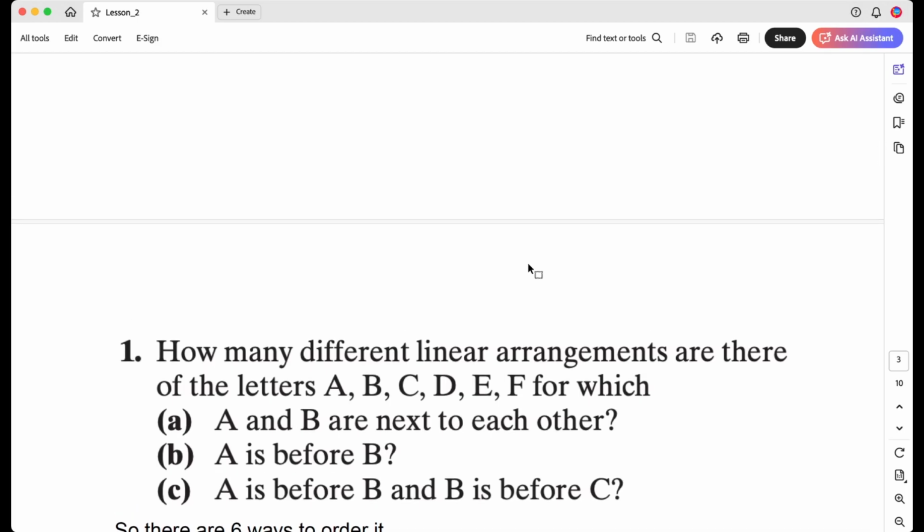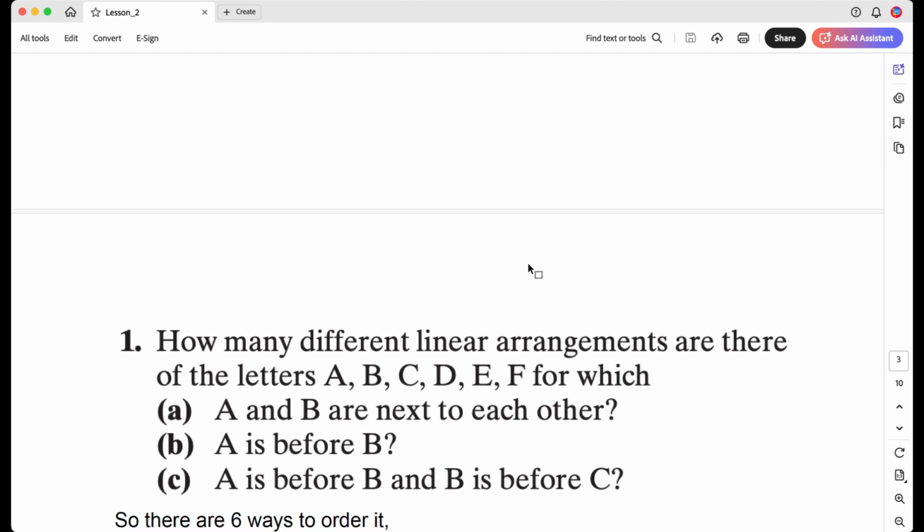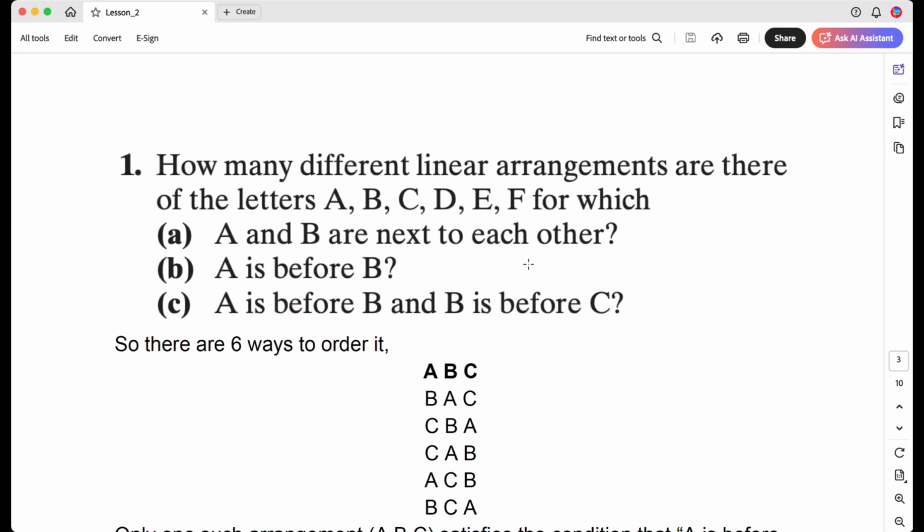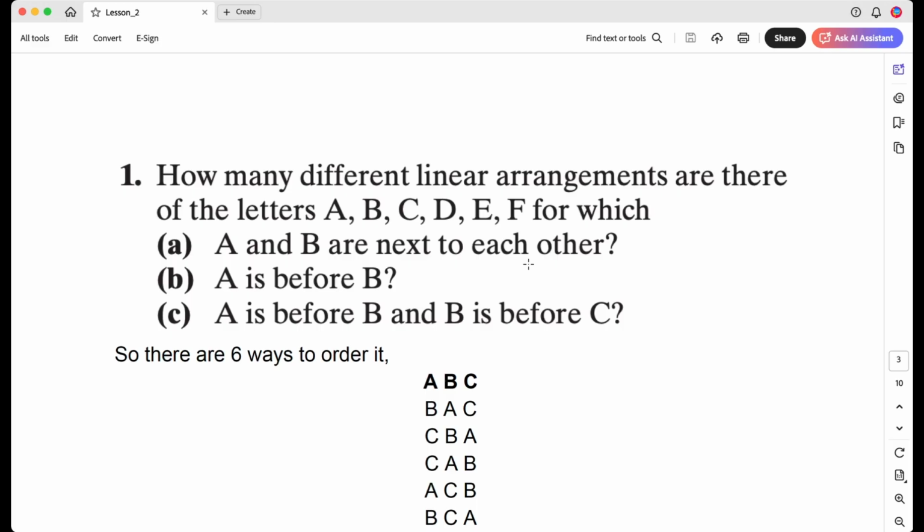Part C, A is before B and B is before C. So we can look at an arrangement of just those 3 letters, A, B, C. If we do all the possible listings of A, B, C, there's only one way to satisfy this condition: A, B, C. A has to be before B, and B is before C.